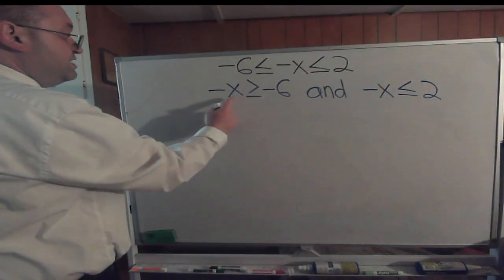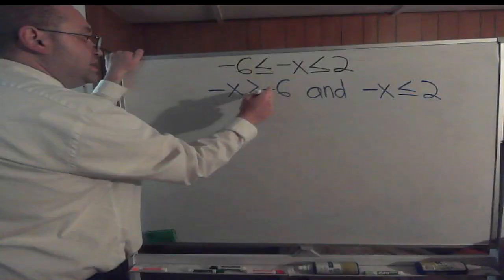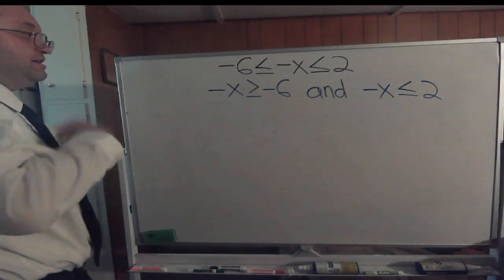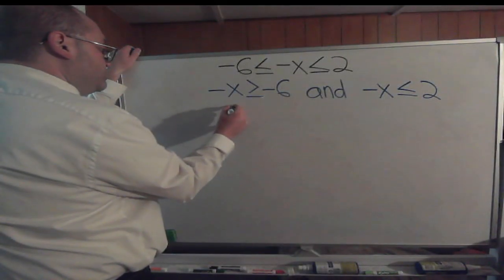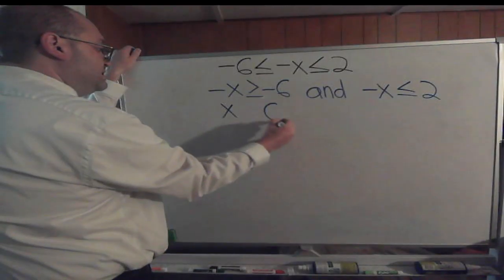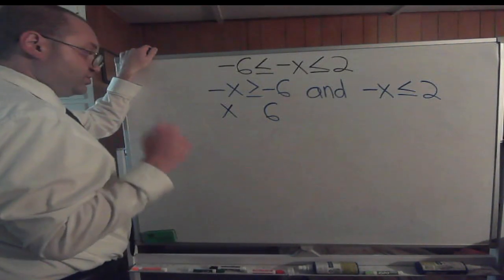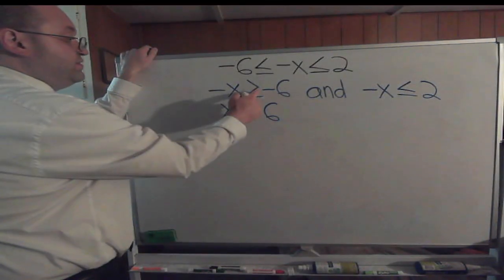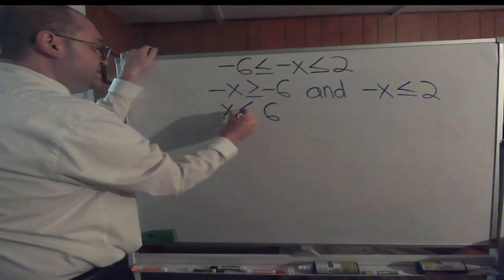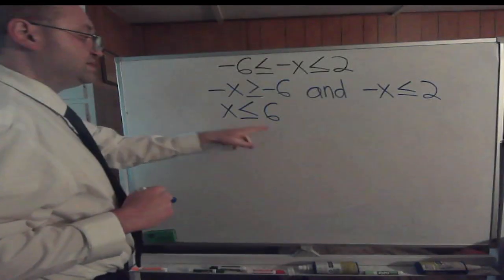So start with -x is greater than or equal to -6. Well, you divide both sides by a negative. What's going to happen is you'll get x, and then -6 divided by -1 gives you +6. But since you divided both sides by a negative, you flip the sign. So that greater than or equal to becomes a less than or equal to. So x will become less than or equal to 6.